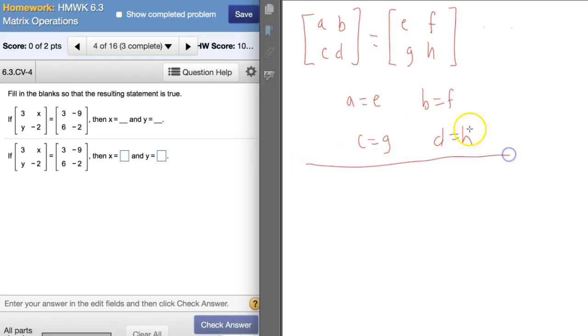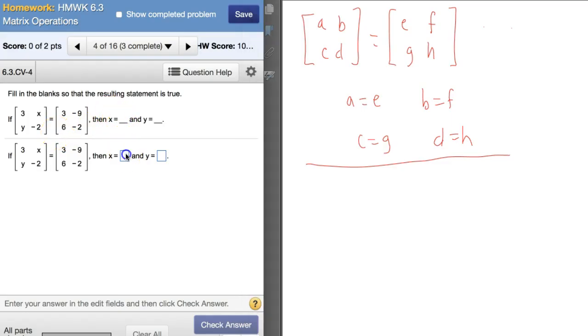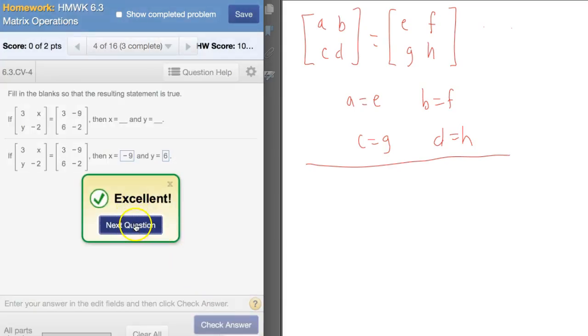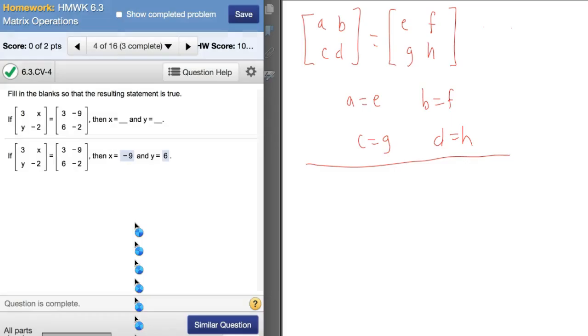So in this case, A will equal E, B will equal F, C will equal G, and D will equal H. Using that over here, X is what's missing, but that's going to be -9 over here, so X would have to be -9. Also, we see Y over here, we don't know what that is, but in this matrix we see that it is 6. So Y would have to be equal to 6. So X would be -9 and Y would be 6. All right, let's move on to the next question.